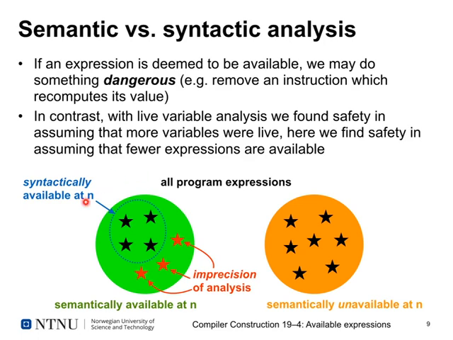So essentially, even though the green circle would indicate all useful ones, we are going on the safe side and only take the ones inside of our blue dotted circle here, the ones that are syntactically available at our program point. And this is the so-called imprecision of our analysis. So essentially, we're possibly missing some possibilities for optimizations here by staying on the safe side with the syntactic analysis.